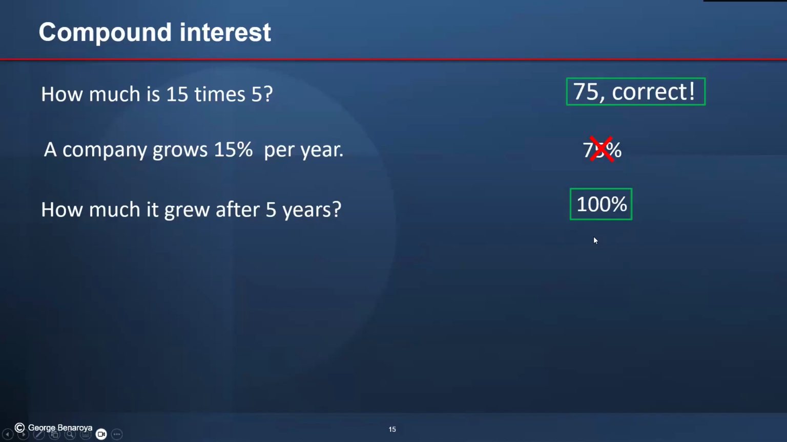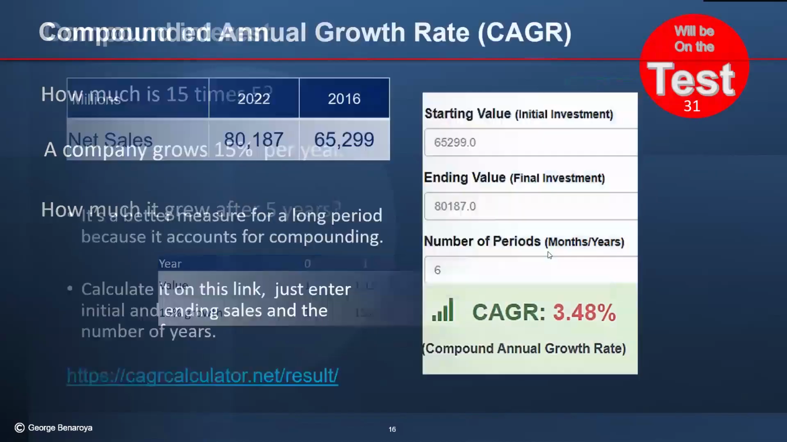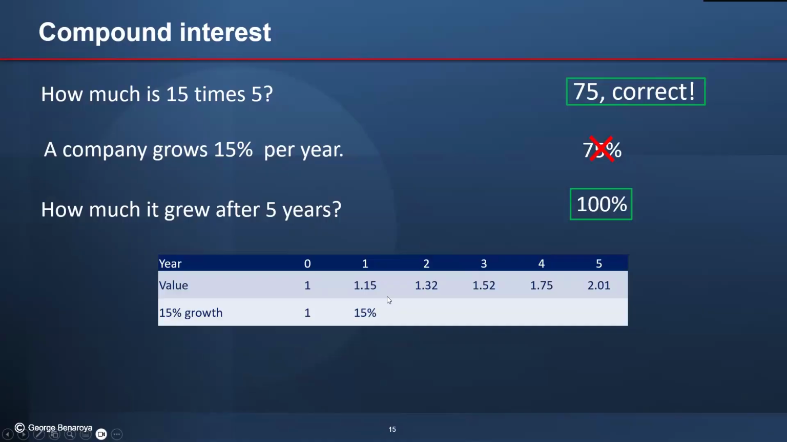The correct answer would be 100% because after year 1, the company, yes, has grown by 15%. But then on year 2, it would have grown more than 30%, not 15 times 2, because the new base is not 1. Now the company has sales of $1.15 billion. So you will get to 1.32. And on year 3, instead of 15 times 3 is 45, you will get to 1.52 and then 1.75.